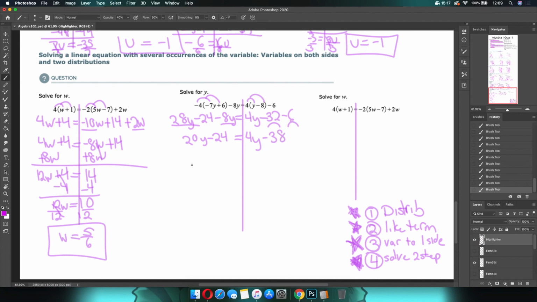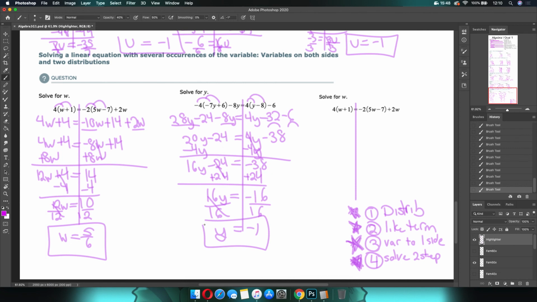All right, which y do I want to move? Let's move, because we're on step 3 now, variable to one side, the 4y. So that leaves us with 16y minus 24 equals negative 38, plus 24, plus 24, because now we made it to a two-step. 16y equals negative 16. Divide by 16, divide by 16, y equals negative 1. Okay, so whole numbers are likely. That's good. I feel a little bit better about myself.